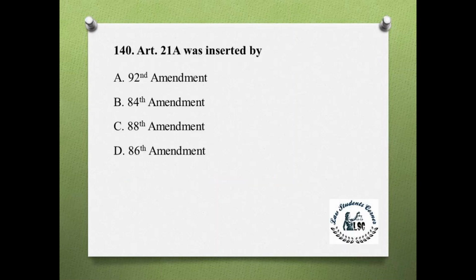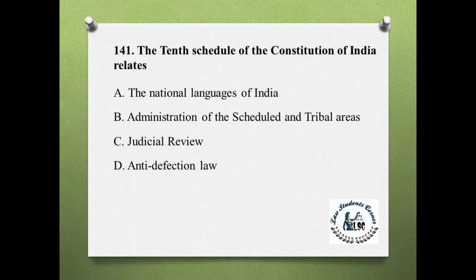Question number 140. Article 21A was inserted by option A, 92nd Amendment, option B, 84th Amendment, option C, 88th Amendment, option D, 86th Amendment. Correct answer is option D, 86th Amendment. Question number 141. The 10th schedule of the Constitution of India relates to option A, the national languages of India, option B, administration of the scheduled and tribal areas, option C, judicial review, option D, anti-defection law. Correct answer is option D, anti-defection law.